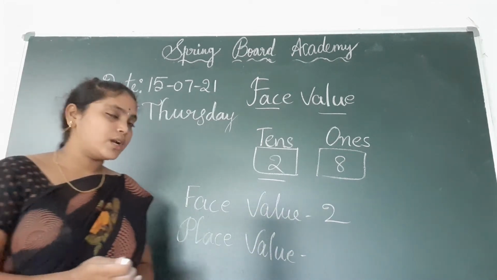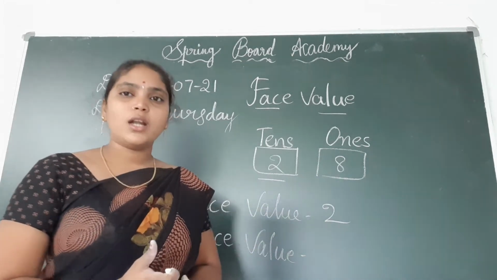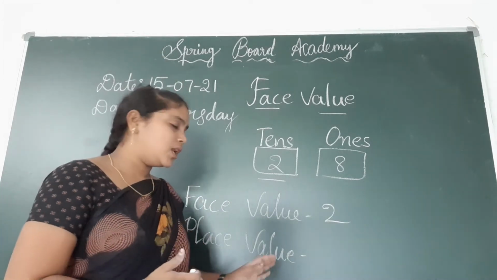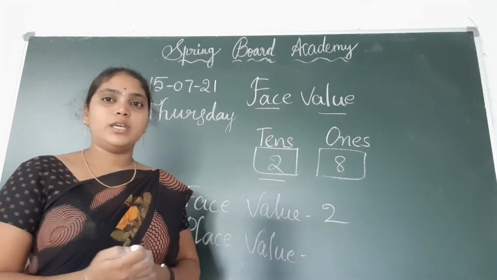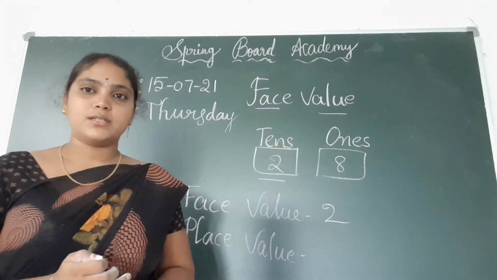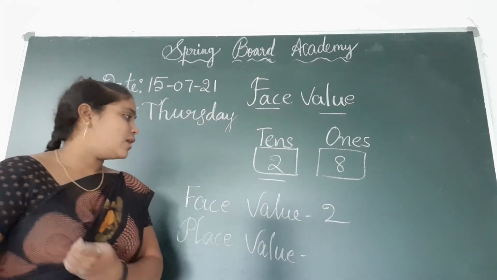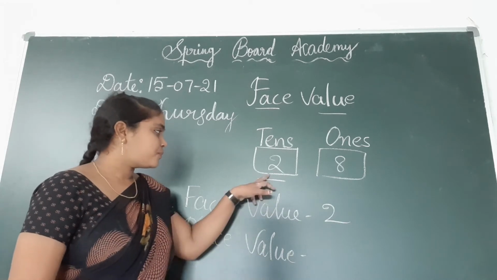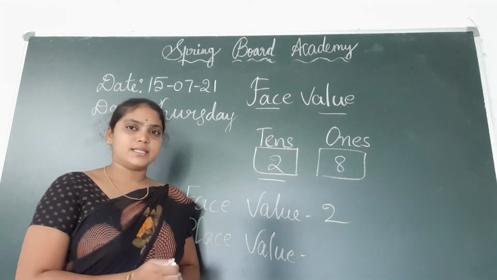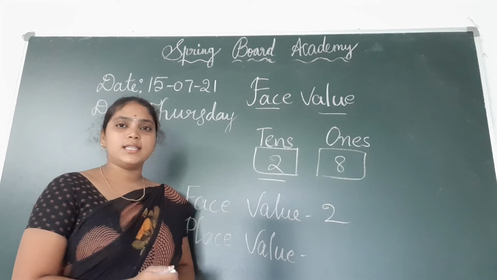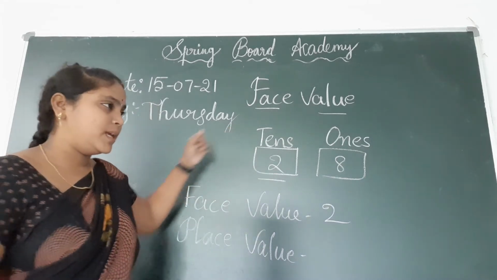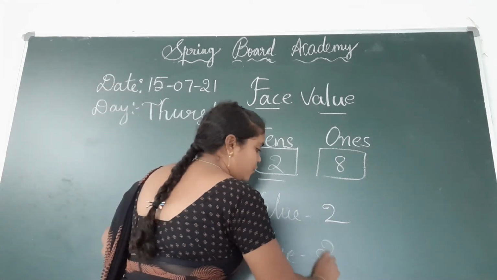So now we have to write the place value. What does place value mean? Place value always depends on its place. Okay, you have to check, children. Here 2 is in the tens place. Am I correct? Yes, 2 is in the tens place. So the place value of 2 is 20.